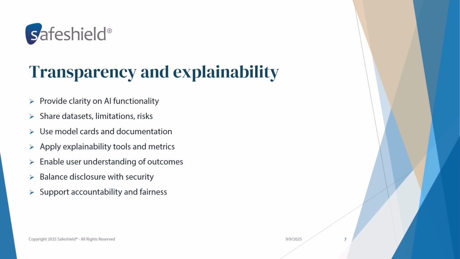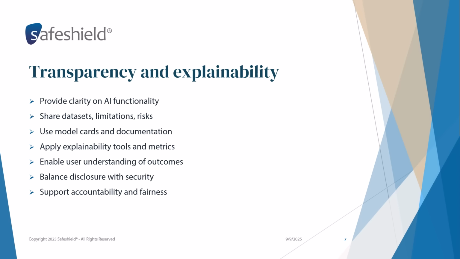For example, customers applying for credit must understand why they were denied. Regulators need insight into compliance processes, and internal teams require clarity to maintain systems responsibly. Transparency also supports continuous improvement. When stakeholders can understand how systems operate, they can identify flaws, suggest corrections, and support better outcomes.